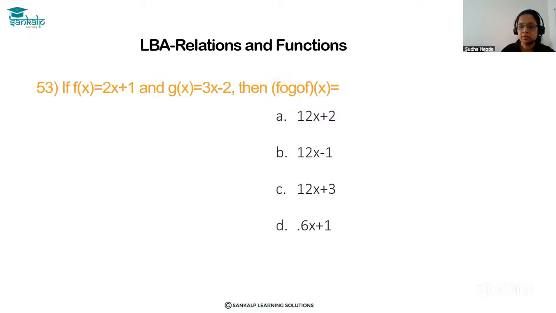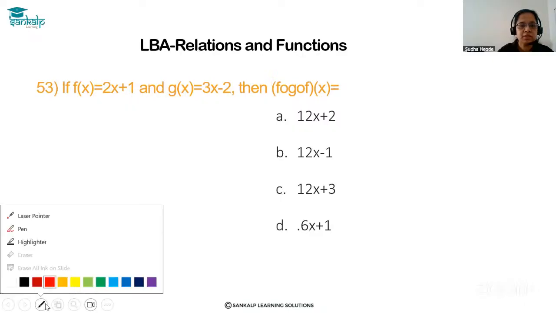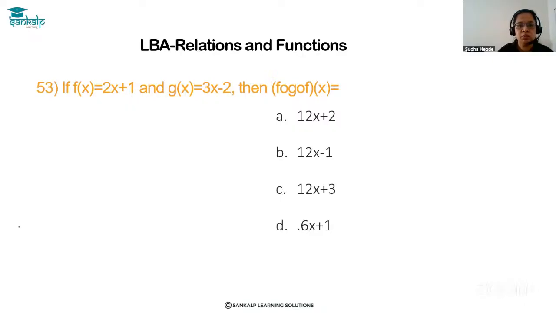Hi everyone. The question is, if f of x is equal to 2x plus 1 and g of x is equal to 3x minus 2, then f composition g composition f of x. F composition g composition f of x you need to find.